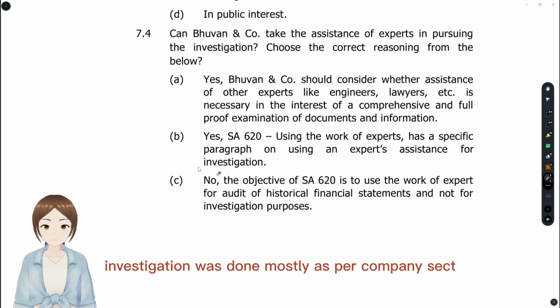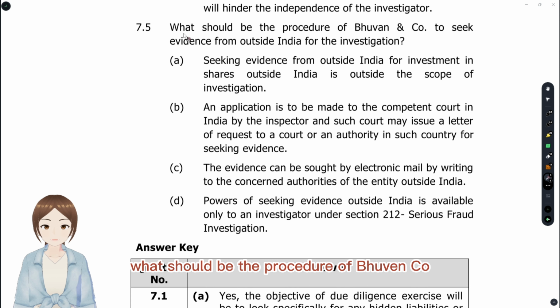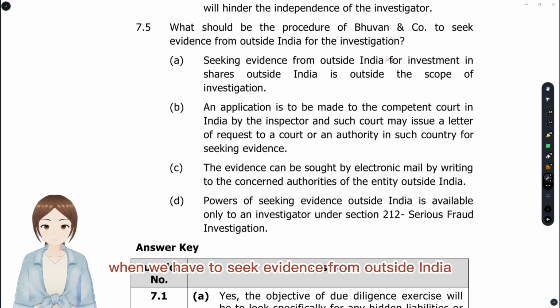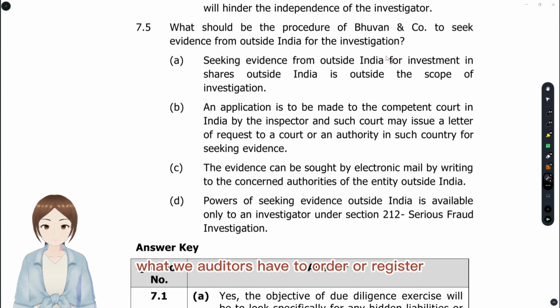Investigation is mostly done as per the Companies Act. What should be the procedure of Bhuv and Co. to seek evidence from outside India for investigation? When we have to seek evidence from outside India, what do auditors or the registrar have to do? As per law, the procedure is that the auditor first has to go to the court. The court, after finding a reasonable basis that the information is outside India, communicates to the court in the foreign country. The foreign country then gives the information to this court, and this court gives it to us, like a registrar.